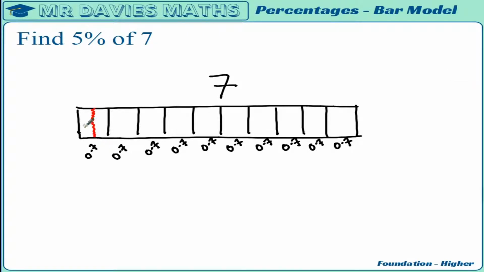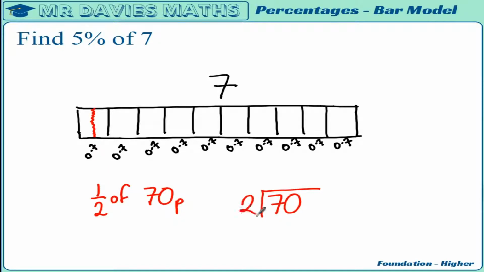So what's half of 0.7? Like I said, if you think of it as 70p, what's half of 70p? Well, if you're unsure about that, you could just do 70p divided by 2. 2s into 7 would be 3, remainder 1, and 2s into 10 would be 5. So this box here would have 0.35, and the other half would have 0.35. And that's easy enough because we only need half of the box. So my answer is 0.35.